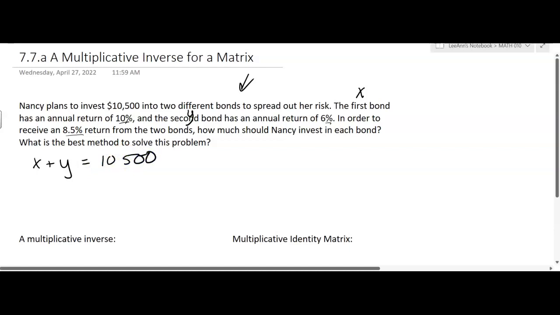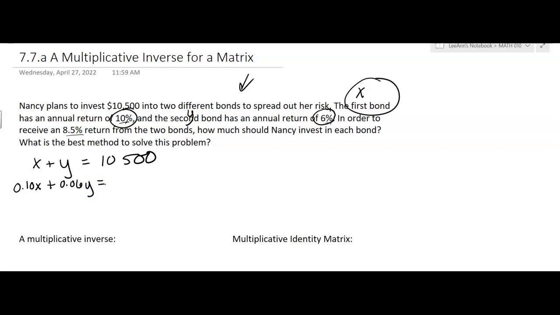Okay? All right. Now, the next part talks about the investment. How much money does she make on her first bond? Well, 10%. So we're saying 0.10x. That's how much she's going to make from that account. And then, and this is in a year, 6% annual return on the second bond, so 0.06y has to equal. Now, here's where it's a little bit tricky in this problem.